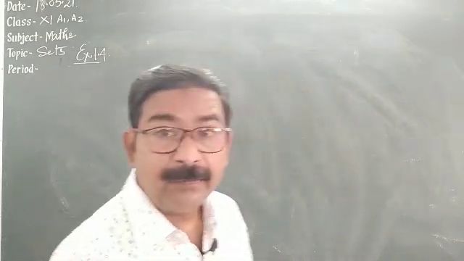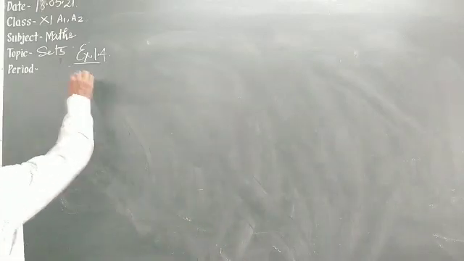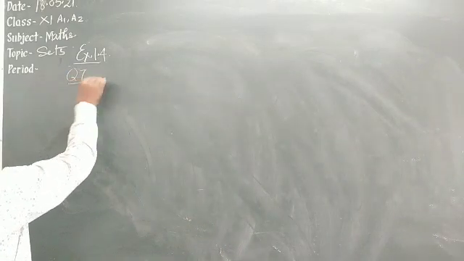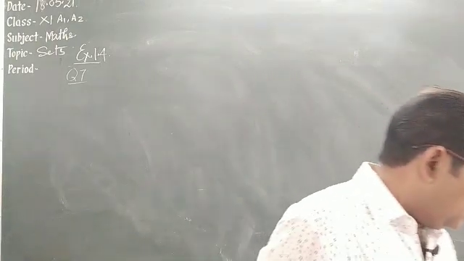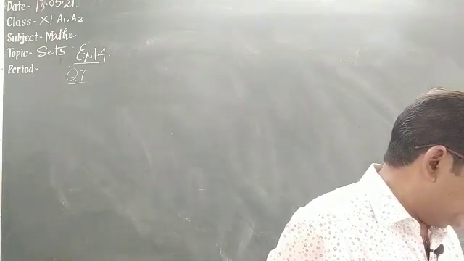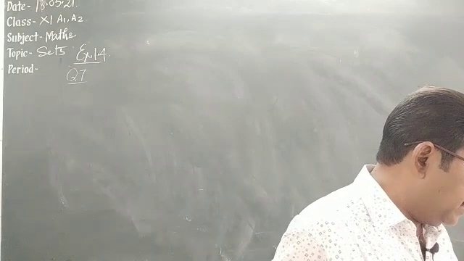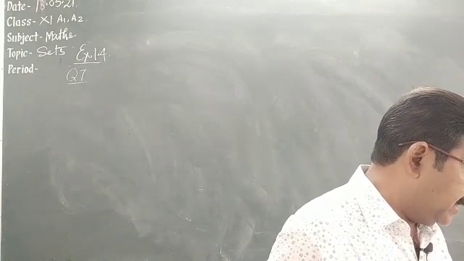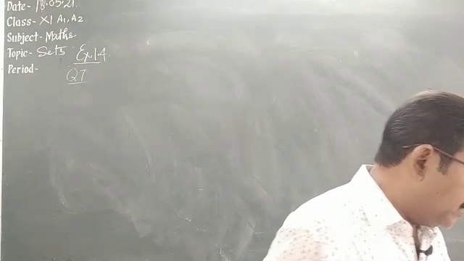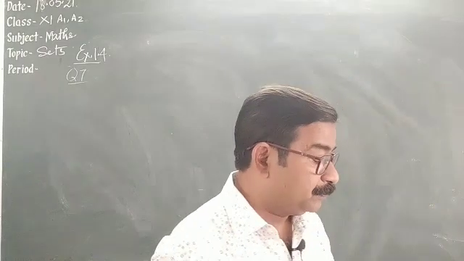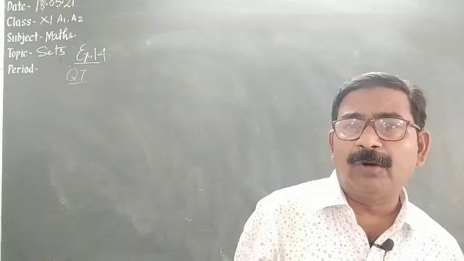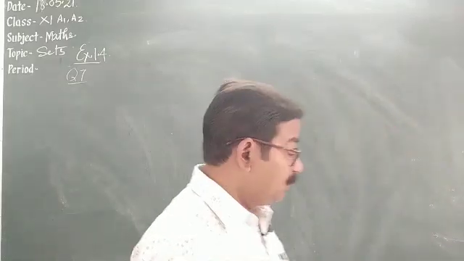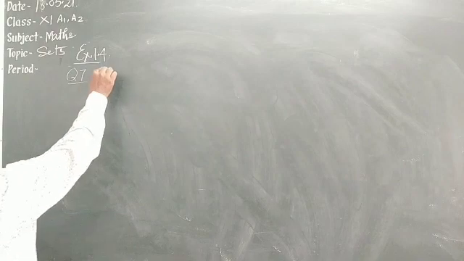Question number 7 is given. The instruction is, if sets A, B, C and D are given, then we have to find different operations. So let's see, you know how to find the intersection. So we are given the 7th question.